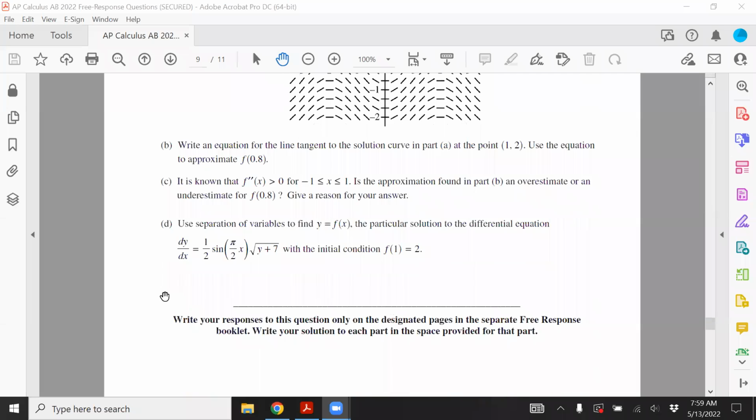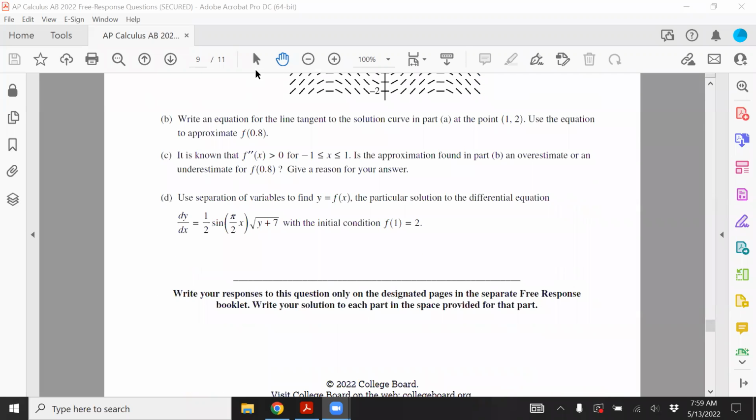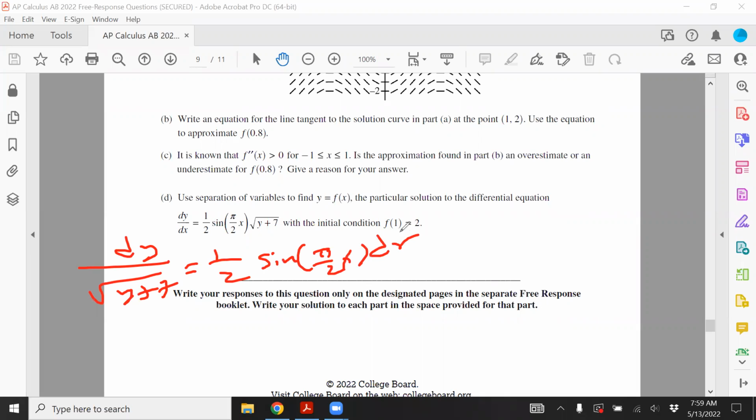My guess, part D is probably worth 5 points. So what we're gonna have to do is separate. That's always the first thing that we do. So we do dy over root y plus 7 equals 1/2 sine pi over 2x dx. That's the first step. Then you got to integrate it. So I'll throw in these integral symbols right away. If you do that, there'll be y plus 7 raised to the 1/2 power, because right now it's raised to the negative 1/2 power, it's on the bottom. But you got to divide by 1/2.